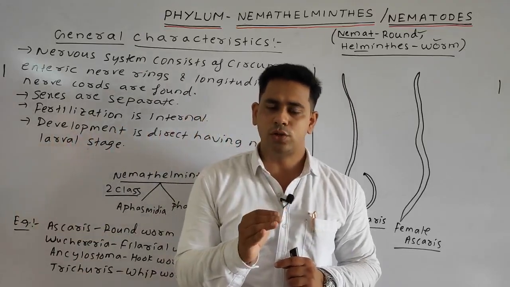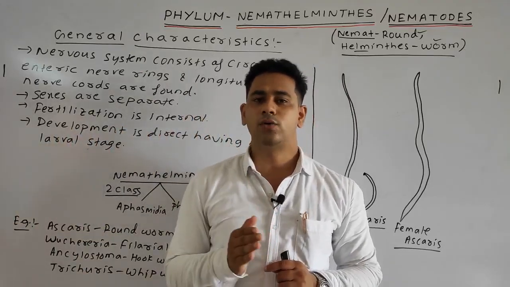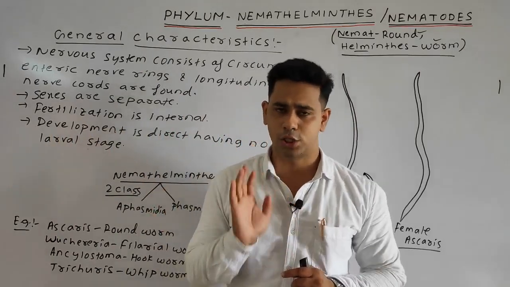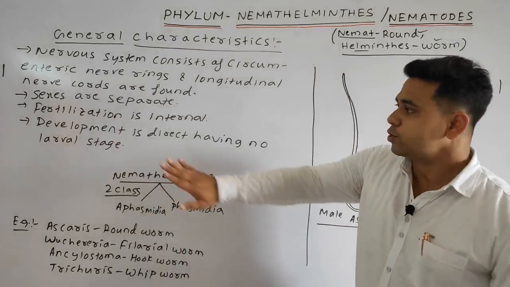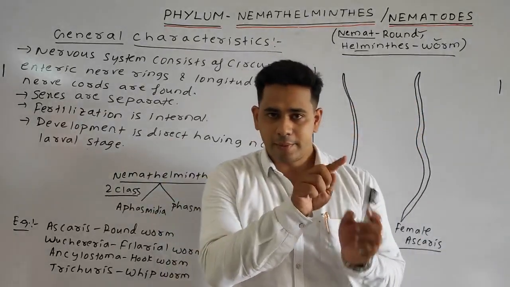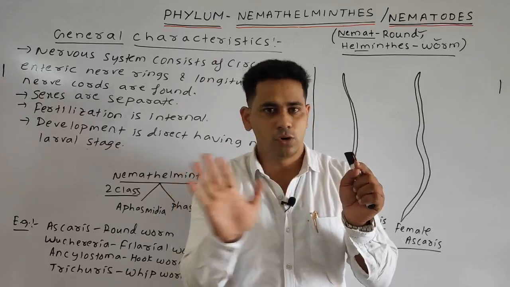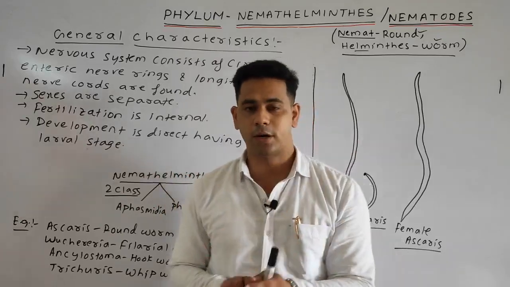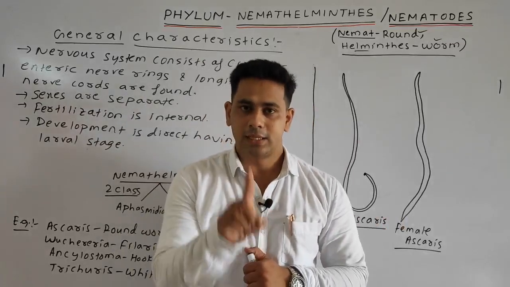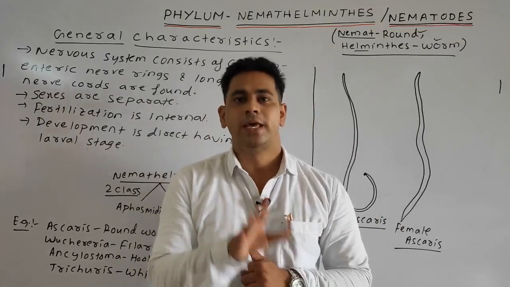So that is also known as indirect development, which consists of the larval condition, the larval stage. In this case the development is direct, which means the development takes place but there are no larval stages. Always remember, don't be confused. If the development is indirect, then the larval stage is present.